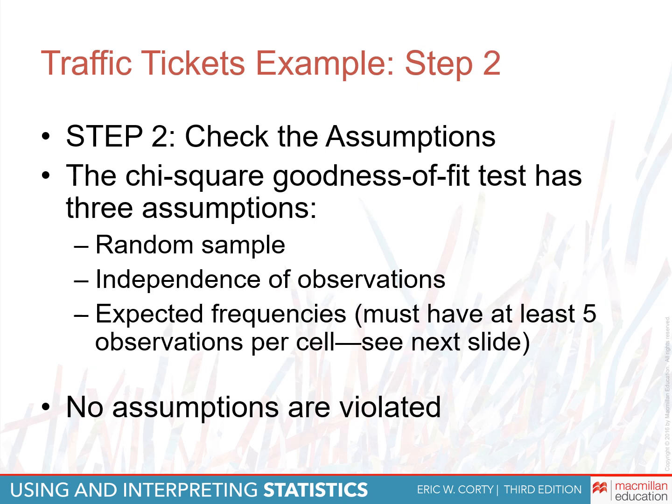Okay, so step two, we check our assumptions. And so there's three assumptions in the chi-square goodness of fit test. First, data come from a random sample, similar to what we've already talked about in previous tests. Second, we have independence of observations. So we're not talking about any sort of paired samples in this example. And then finally, our expected frequencies. We must have at least 5 observations per cell. And I'll talk about that a little bit next. And so let's assume that all of our assumptions are in effect here and none of them are violated.